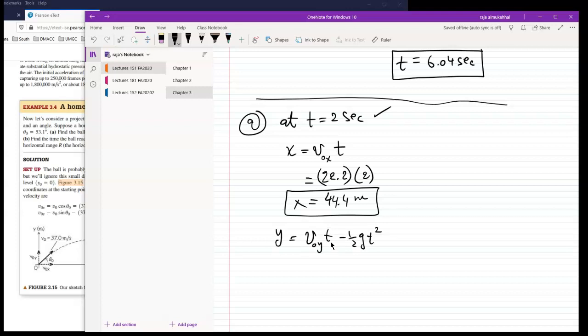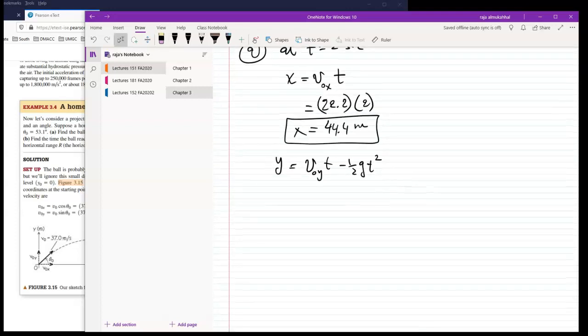Now remember, this time we already have a height coming. You see what I'm saying? We have a height. So it has already gained height. So this y is non-zero anymore. So that's going to be 29.6 times 2 minus 1/2 times 9.8 times 2 squared. And then I'm going to calculate that.